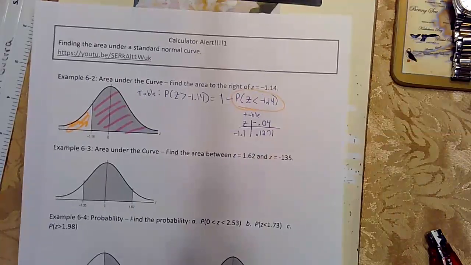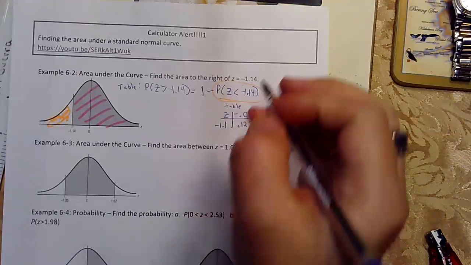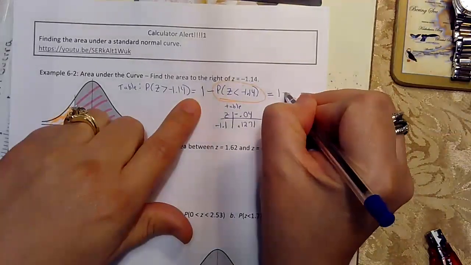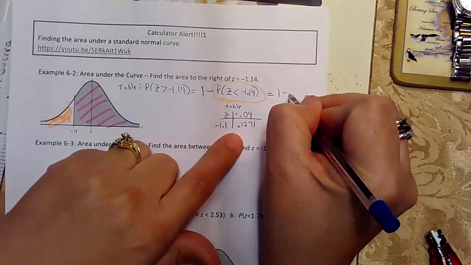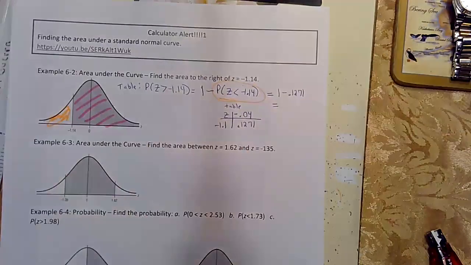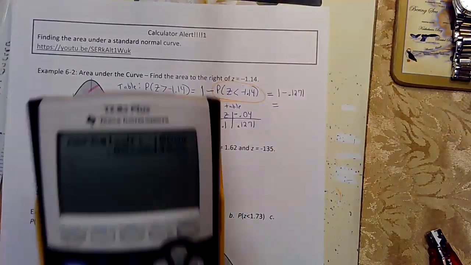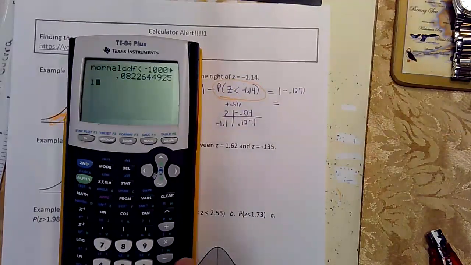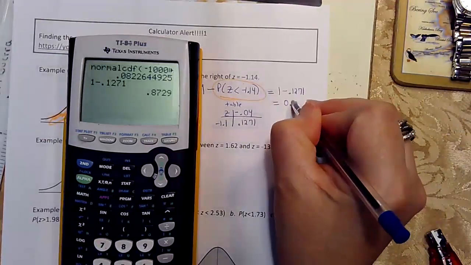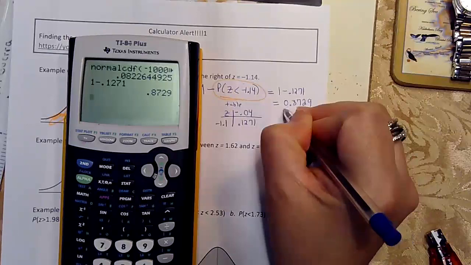Okay, so then that means that this is going to be 1 take away this area, which is 0.1271. Okay, so when we do that on the calculator, 1 take away 0.1271 is 0.8729.